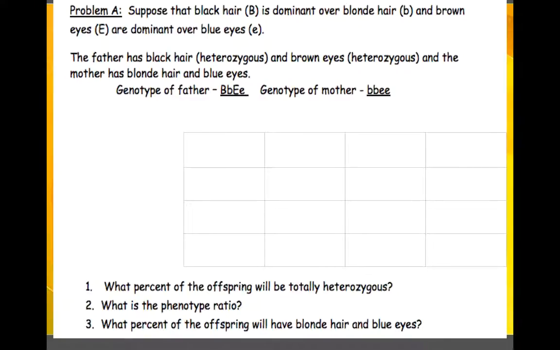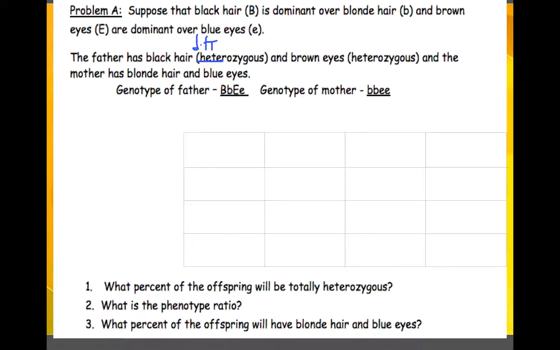Going to talk about the practice problem that was due for class today. Suppose that black hair is dominant over blonde hair and brown eyes are dominant over blue eyes. If the father has black hair, it states that he's heterozygous. So just remembering that hetero means different, and you'll see that down here. He's different for black hair, and for brown eyes, he's hetero as well. So you have a big E, little e right there.